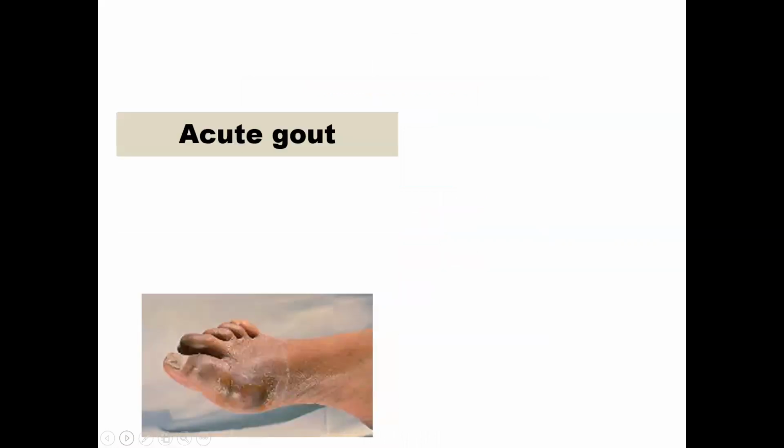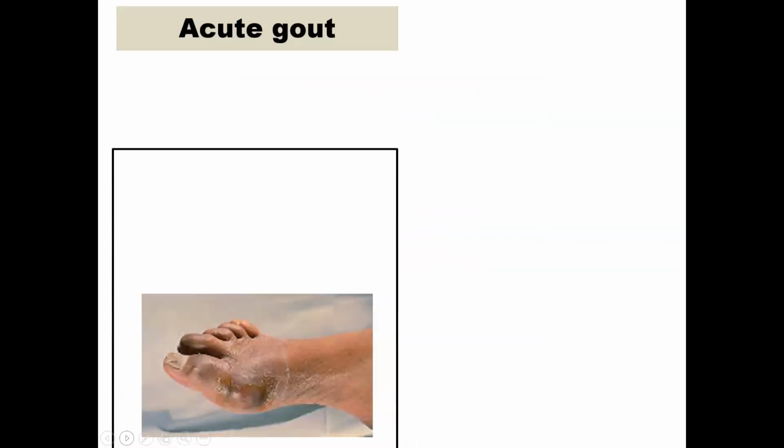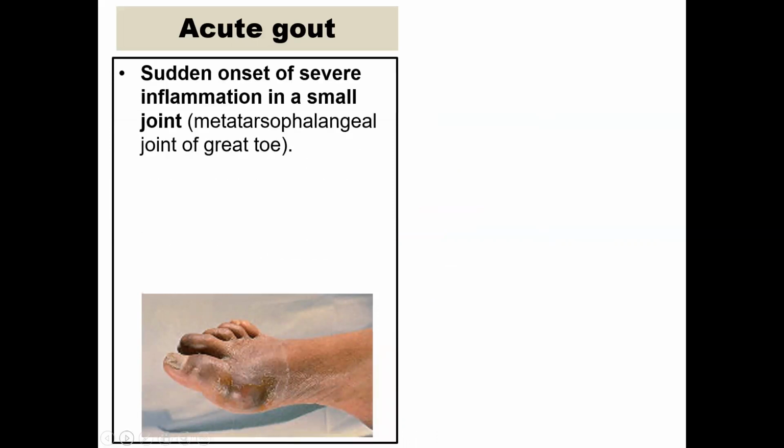Now, gout can be either acute gout, and the clinical features of acute gout include severe inflammation in small joints. The joint which is mostly affected is the metatarsophalangeal joint of the great toe. The patient usually presents with a swollen, red, and painful joint, which is called podagra. The main pathology in acute gout is severe inflammation.